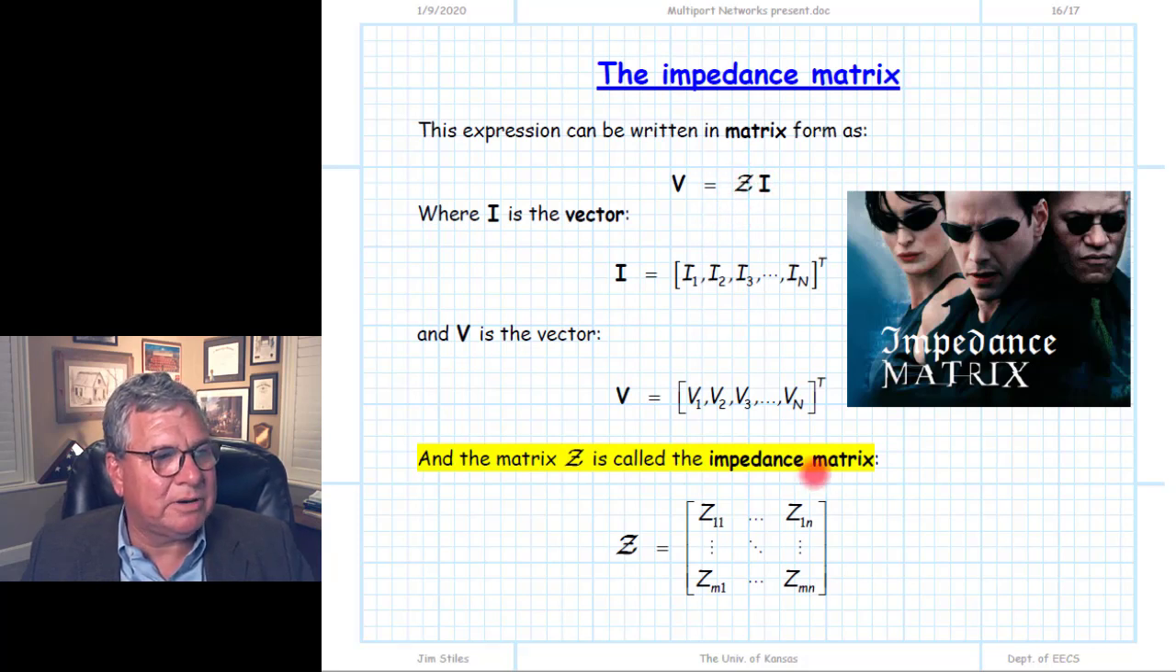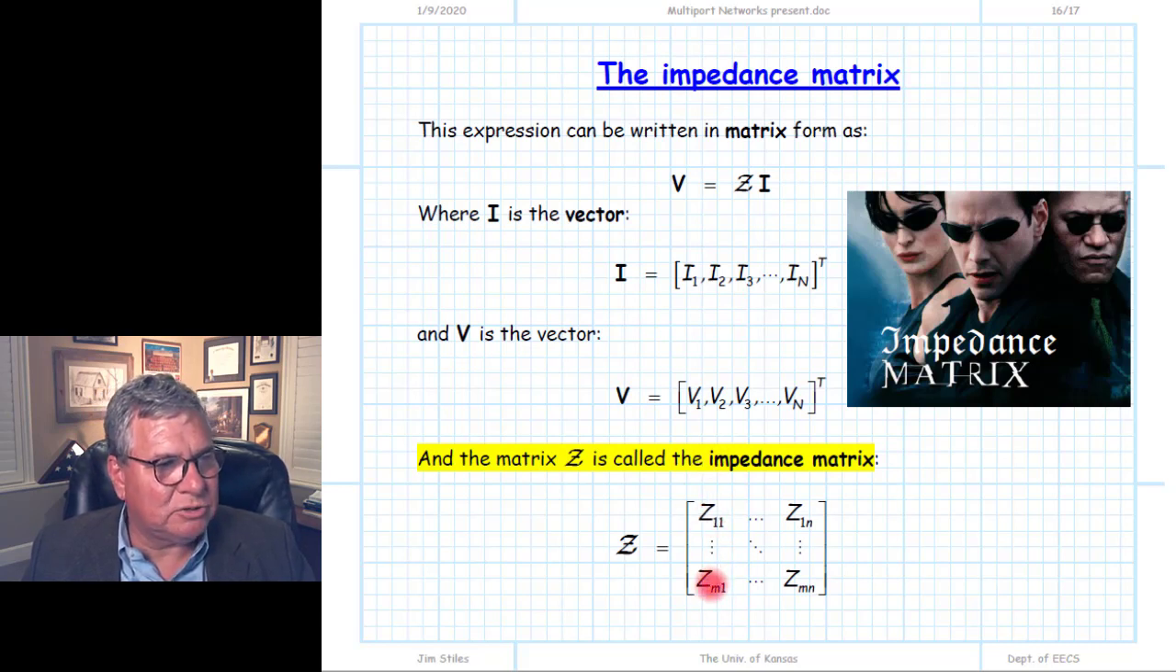And that impedance matrix is an n by n matrix. So if it's a 4-port device, we have 4 by 4, having all of the trans-impedance parameters. And look closely at how this is arranged. The first column, for example, is Z11, Z21, Z31, Z41.